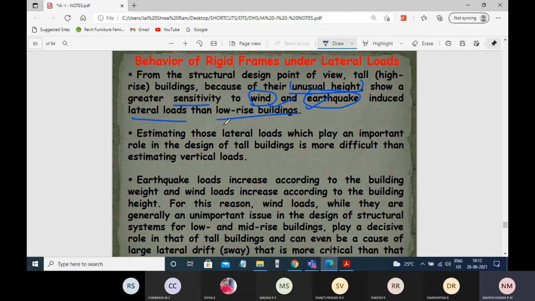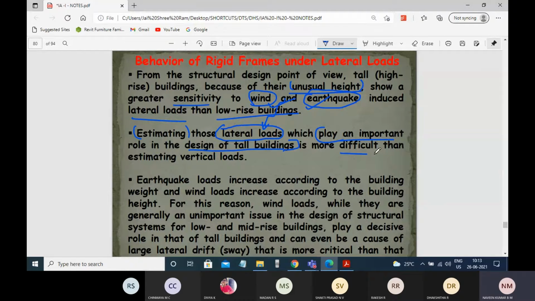So estimating those lateral loads plays a major role in the design of tall structures. The lateral loads are due to wind as well as earthquake. The estimation of these loads plays a major role in the design of tall buildings. In order to find the effect of these lateral forces, the design of tall buildings is very crucial.